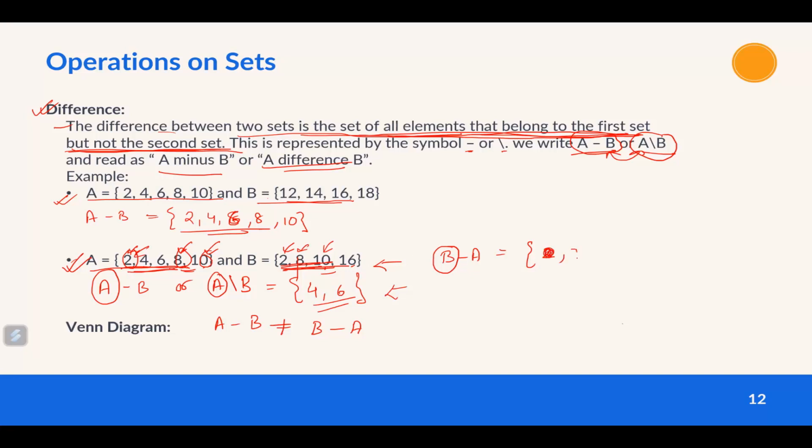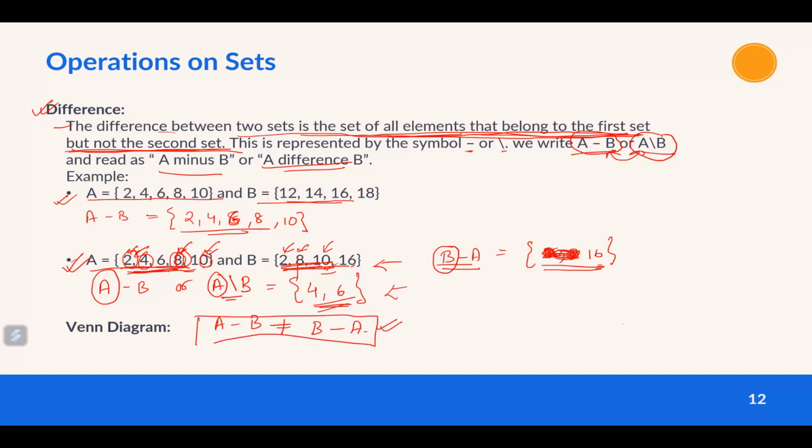Can we write 8 here? No, we cannot write 8 here because it is there in the set, sorry, this one. It is there in the set A. So 8 will also not be there. 10 will also not be there. So it will only contain 16 because 16 is not in the set A. So you see B minus A only contains one element which is 16. But A minus B contains two elements which is 4 and 6. So A minus B is not the same as B minus A.